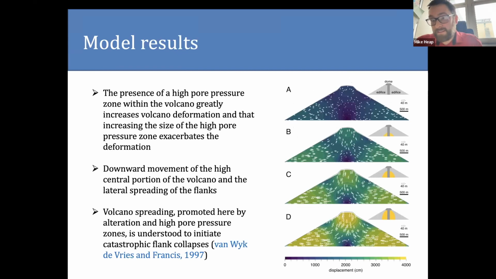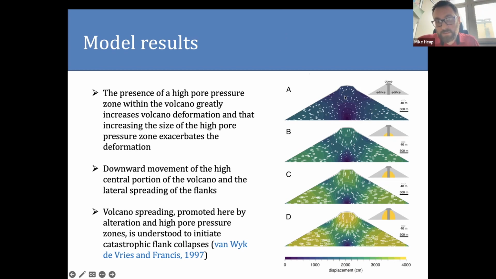It does not do anything good for the volcano. So these are the 4 different scenarios here. We have no alteration zone here. We have a little bit of an alteration zone. We have a gradually increasing size of the alteration zone as we go down in these models. Here we have displacement. High displacements are yellow, so those are dangerously deforming zones, and low displacement is blue, so the blue is good, yellow is bad. The arrows also indicate the direction and magnitude of the flank movement.